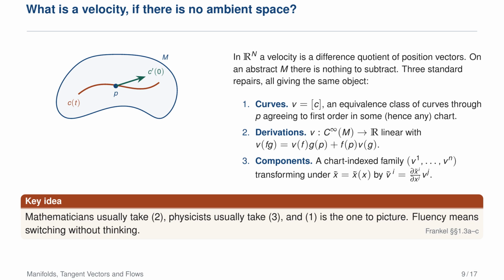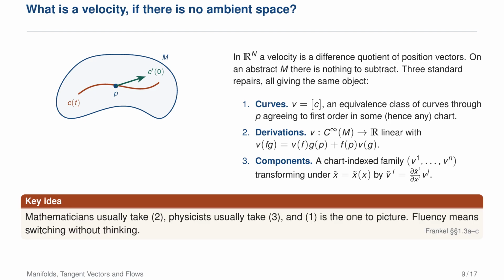The first repair is curves. A tangent vector is an equivalence class of curves through p, where 2 curves are equivalent if they agree to first order in some chart. Compatibility of charts turns some into any. The second repair is derivations. A tangent vector is a linear map V from smooth functions on M to R that obeys the Leibniz rule. That is, V of fg equals V of f times g at p plus f at p times V of g.